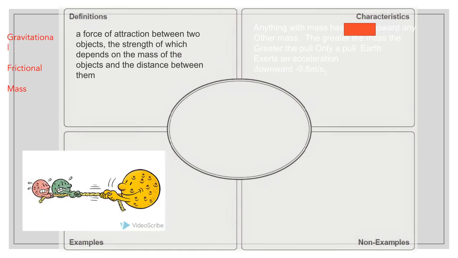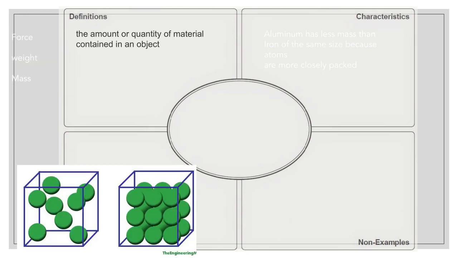All right. The force of attraction between two objects, whose strength depends on the mass of an object and the distance. So here's the moon or an asteroid and some asteroids. The moon is pulling the smaller objects. So that's gravitational force. Gravity. Everything that has mass, even you, has gravity.